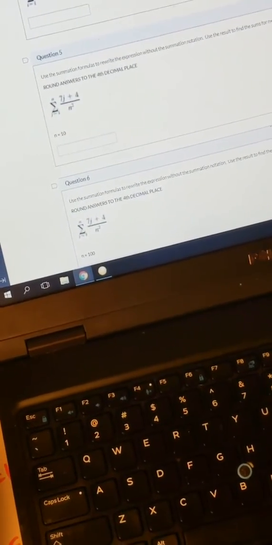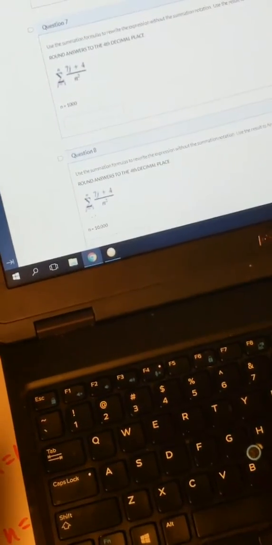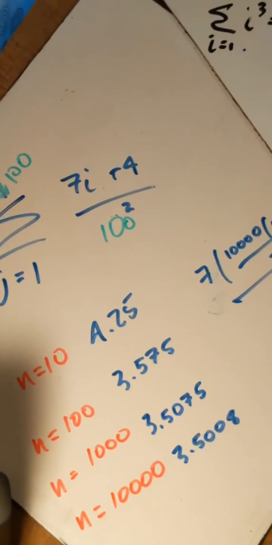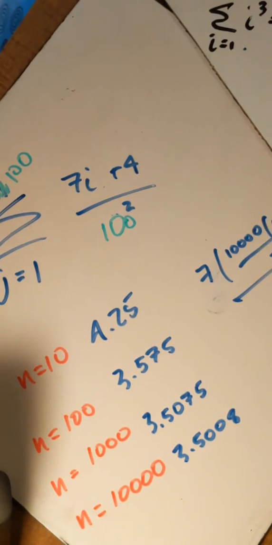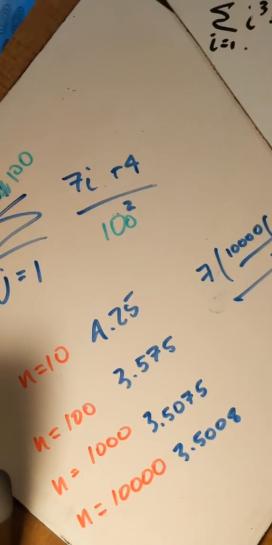You can see here. First question is, what if n equals 10? That's question 5. Then question 6 is, what if n equals 100? And then question 7 is n equals 1,000. Question 8, n equals 10,000. So you put all 4 of those in as 4 different questions. Does that help answer that, Mallory?